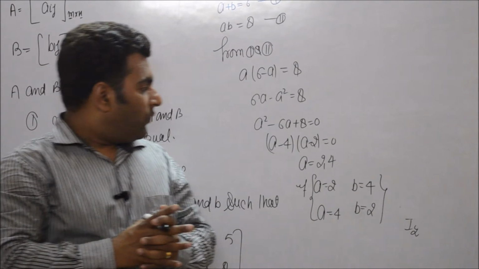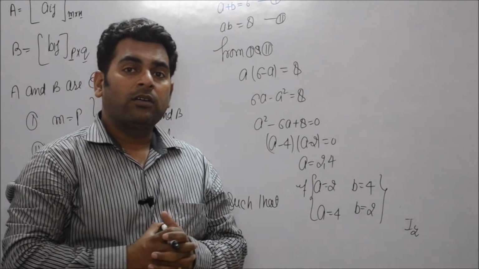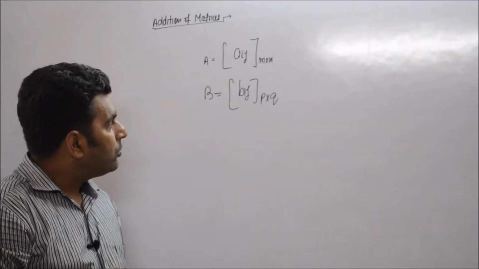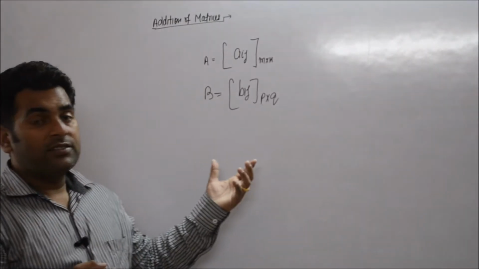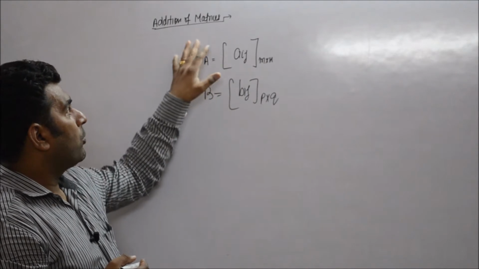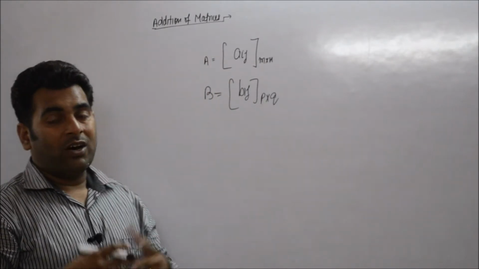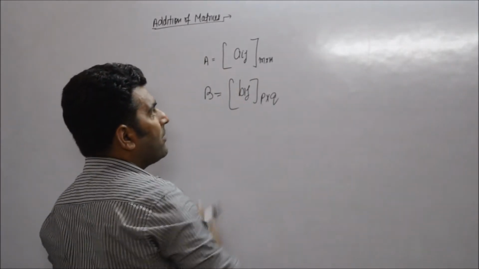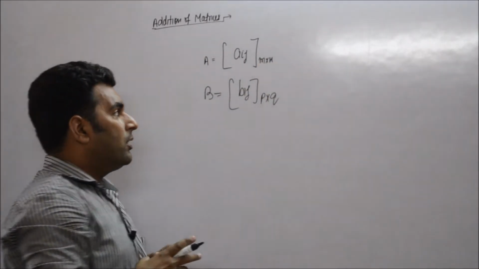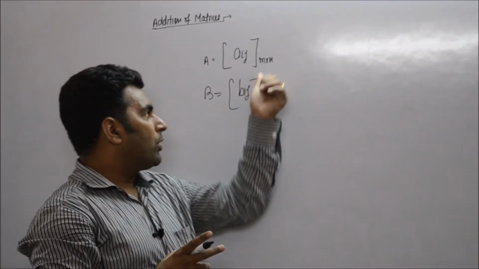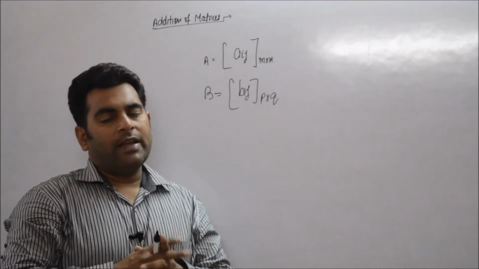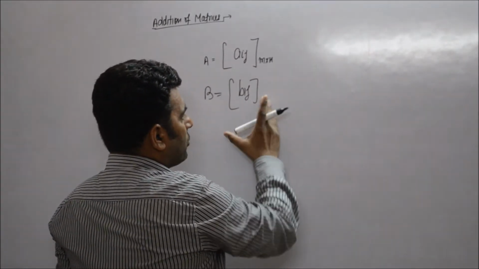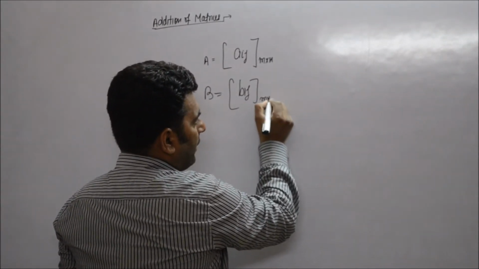Now we will discuss the next topic called operations on matrices. The first operation is addition, how we add two matrices. First of all, we have two matrices of order m by n and p by q. If these two orders are different, then we cannot add the matrices. So if you want to add matrices, then both matrices should be of the same order, m by n and m by n.